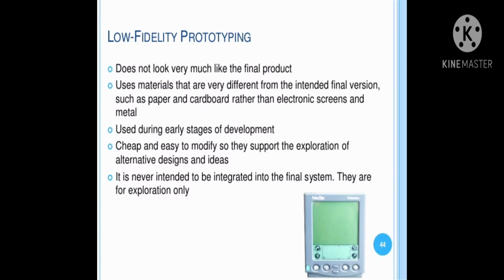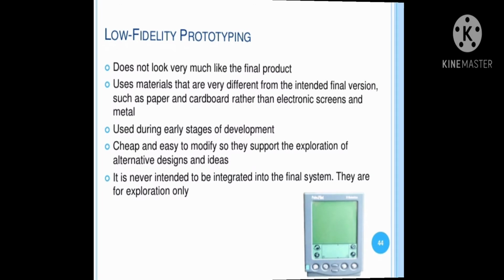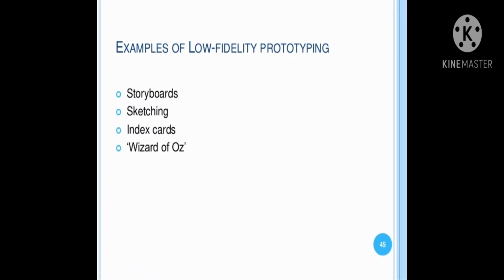Low-fidelity prototyping does not look very much like the final product. It uses materials that are very different from the intended final version, such as paper and cardboard, rather than electronic screens and metal. It is used during the early stage of development, cheap and quick to modify, to support exploration of alternative designs and ideas. It is never intended to be integrated into the final system. They are for exploration only. Examples of low-fidelity prototyping: storyboards, sketching, index cards, Wizard of Oz.